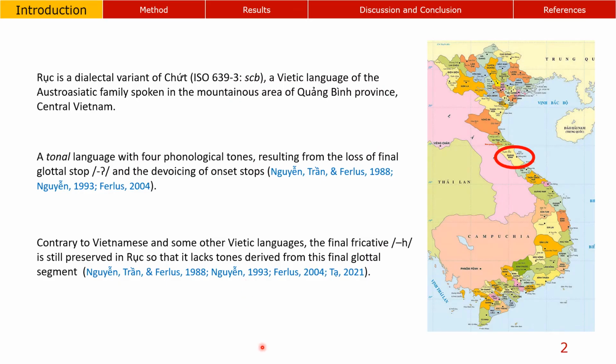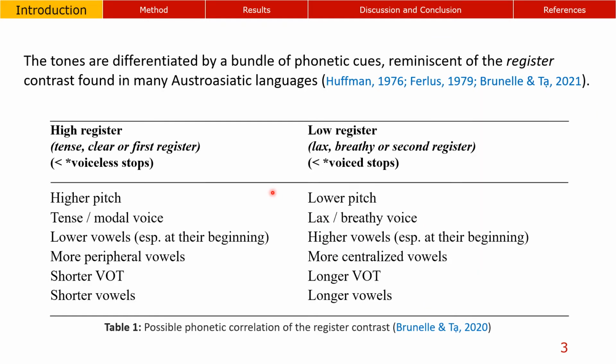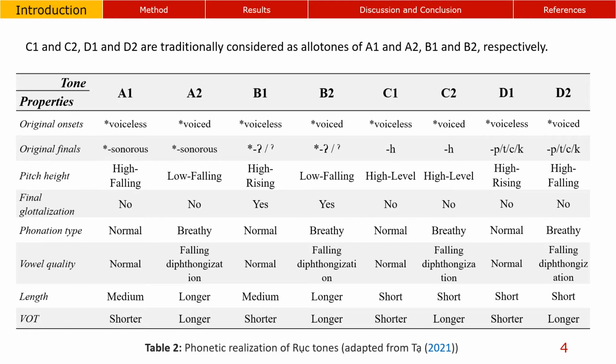The four tones in this group presumably originated from the loss of the final glottal stop and the loss of the voicing contrast in onsets. The final fricative is still preserved in the language. The tones are not just pitch height and pitch contour, they are differentiated by a bundle of phonetic cues reminiscent of the register contrast found in many Austroasiatic languages. Therefore, one could say that this group has a hybrid system of tone and register.